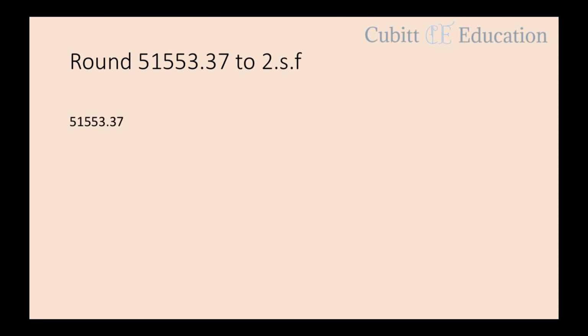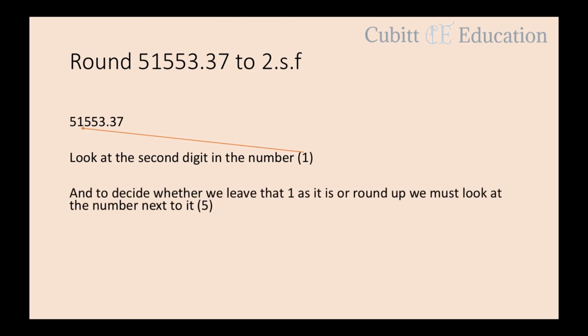51,553.37, again to two significant figures. If we're rounding to two significant figures, we need to look at the second digit in line, which is a 1. And to decide whether we leave that 1 as it is or round up, we must look at the number next to it, which is the 5.